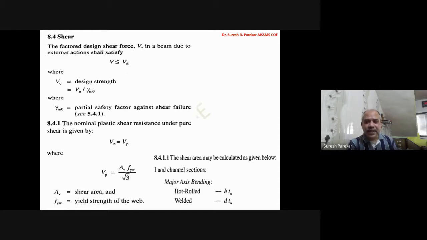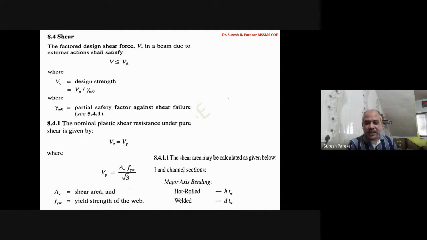Now if we go to the IS code, all these clauses are given in the IS code. In design of steel structures and design of concrete structures, all clauses and all formulas are available there. In other subjects, we have to think about how to use them in the examination. Here you need not think about this, since everything is allowed to be seen in the examination.